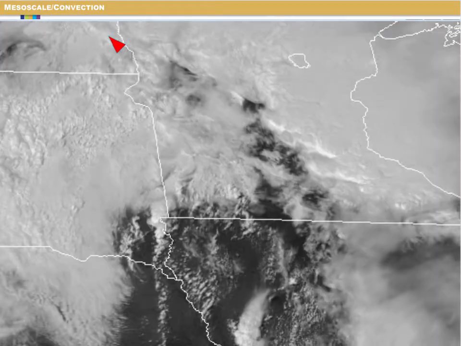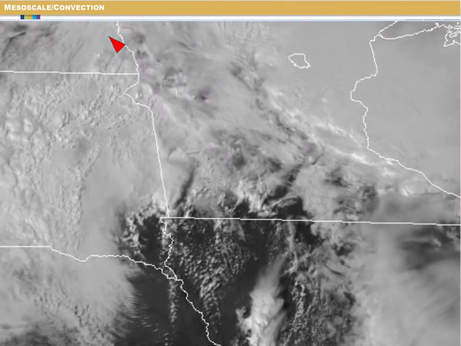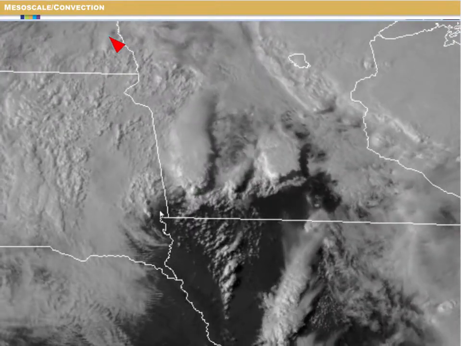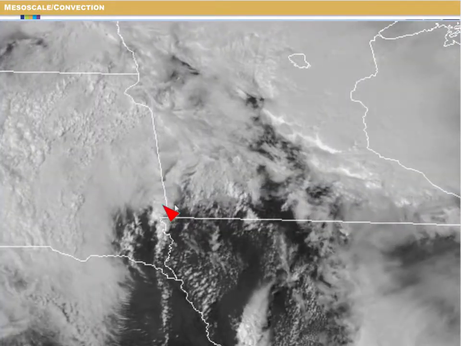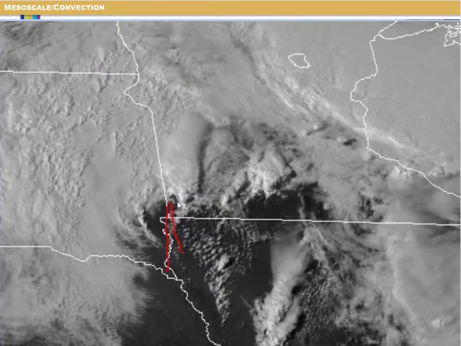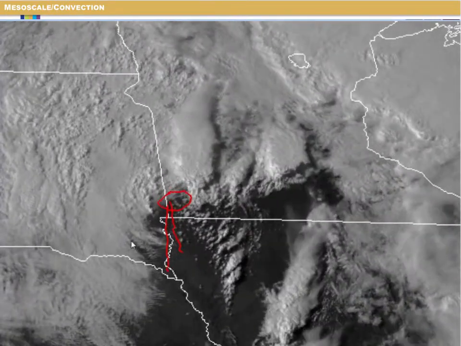Now let's analyze the later 1-minute visible loop to see what actually happened. East of the warm front, there was a lot of convection just east of the low, along the intersection with this boundary, actually the pair of boundaries, we get a storm that intersected.